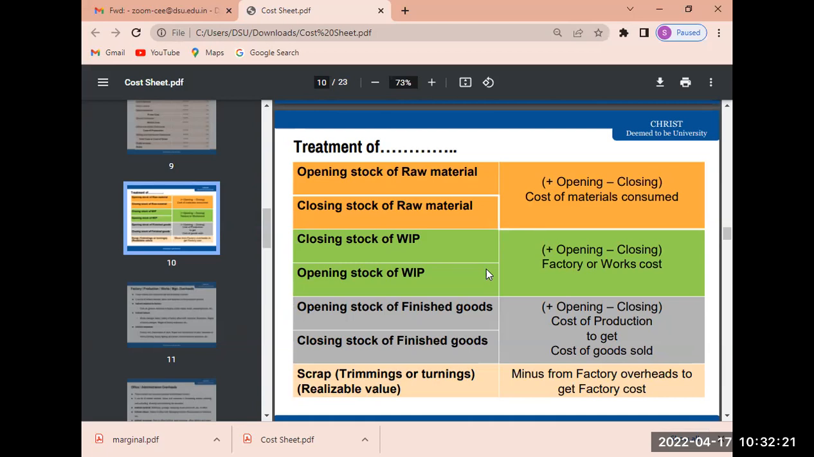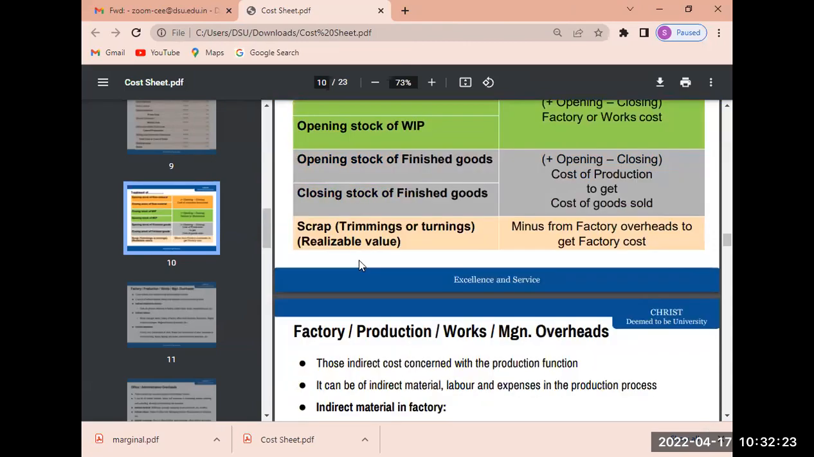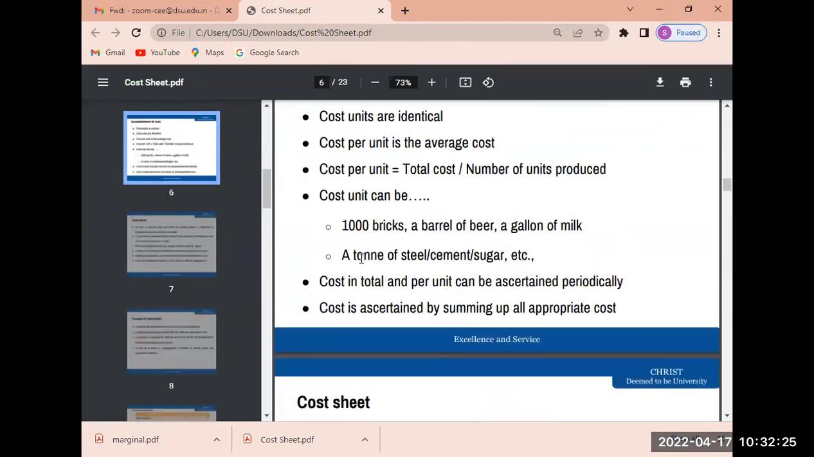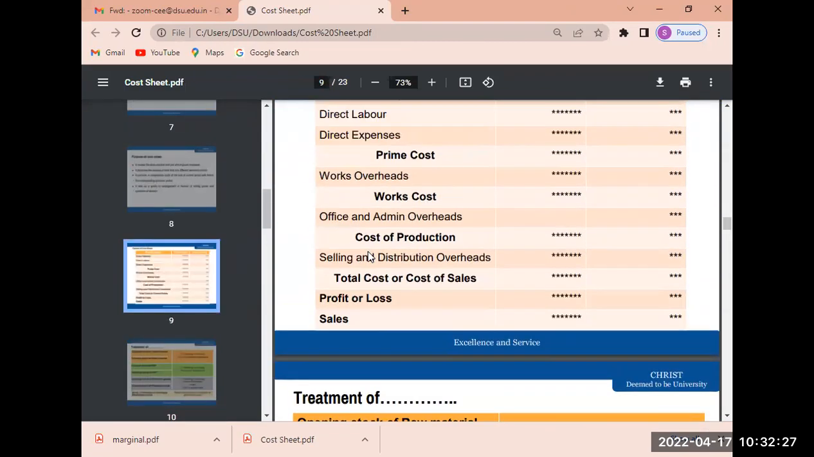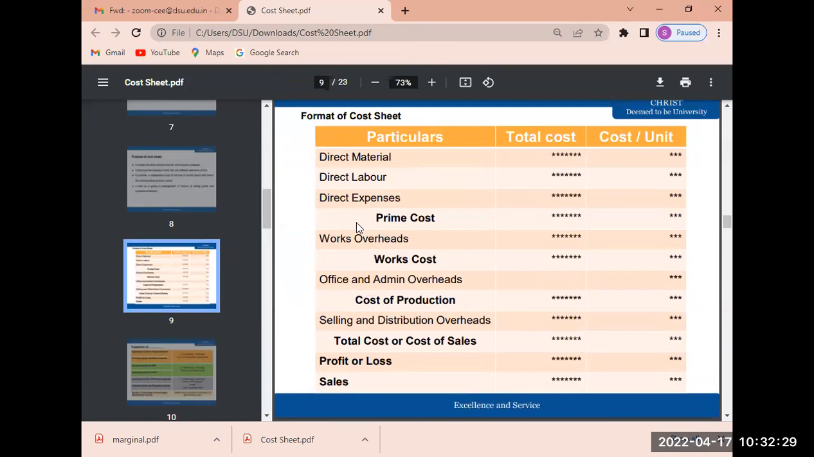Work cost is nothing but prime cost plus factory overheads. You remember? Prime cost plus factory overheads is equal to work cost. Suppose that company has work in progress. Before you calculate this work cost, you have to add the opening stock of work in progress and minus the closing stock of work in progress. The answer is called work cost.